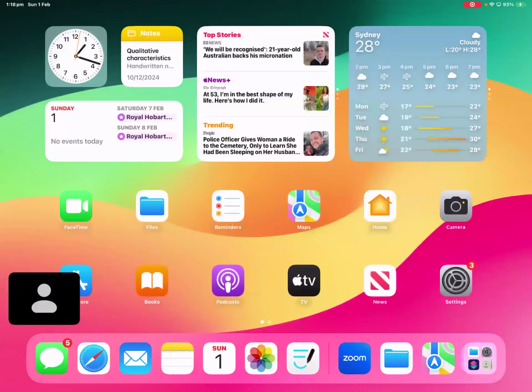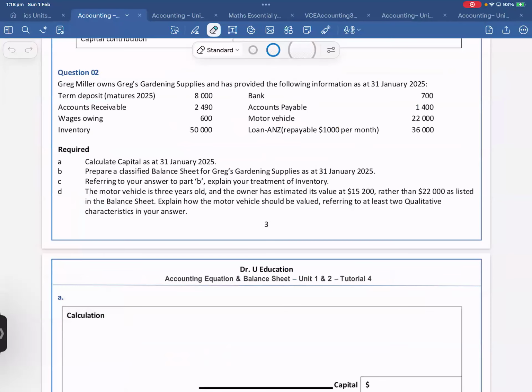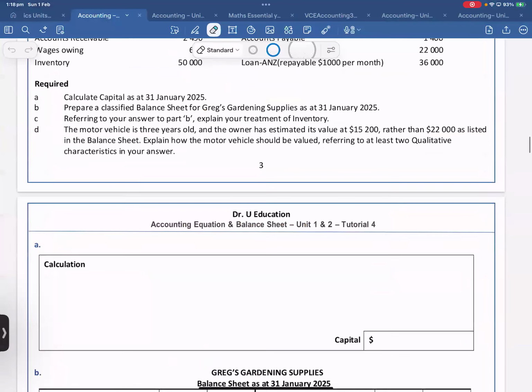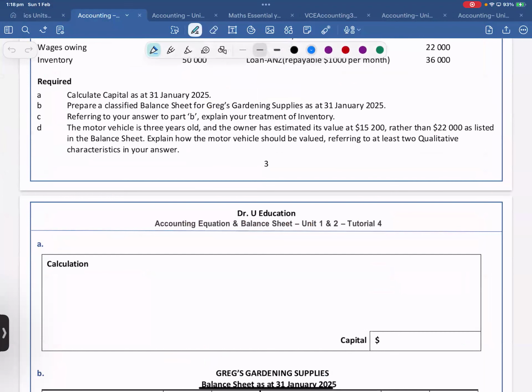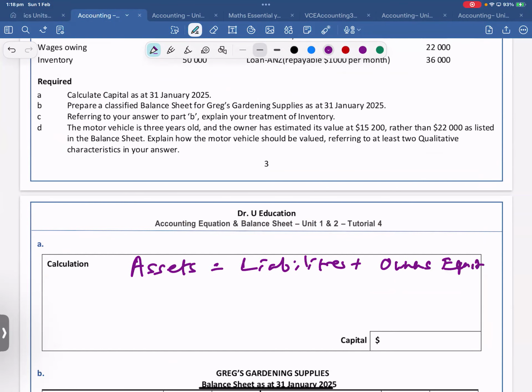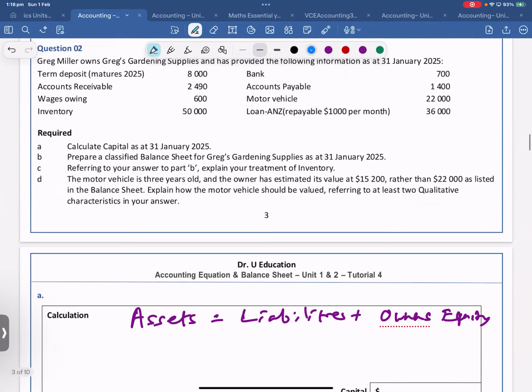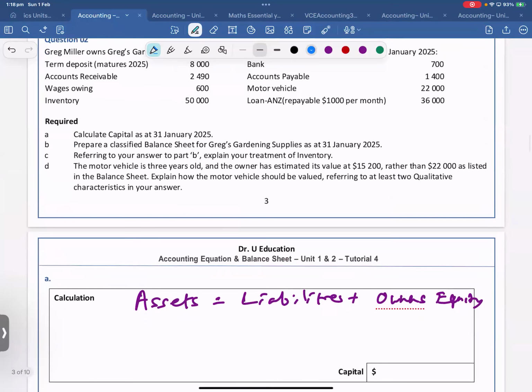Otherwise, you can say that assets equals liabilities plus owner's equity, right? So you can write the equation: assets is equal to liabilities plus owner's equity. So in this case, you have to get all the assets. What are the assets here?